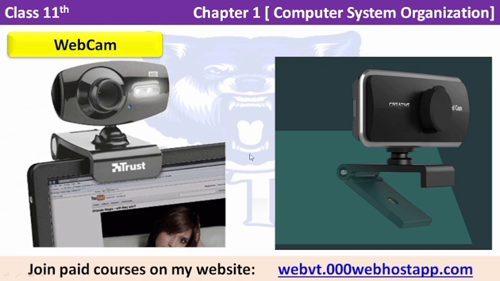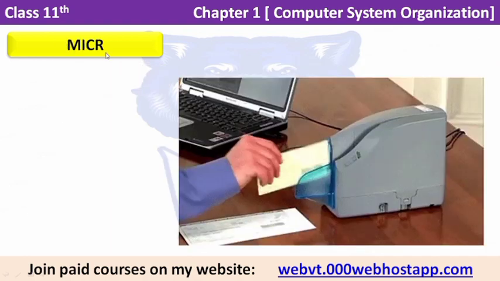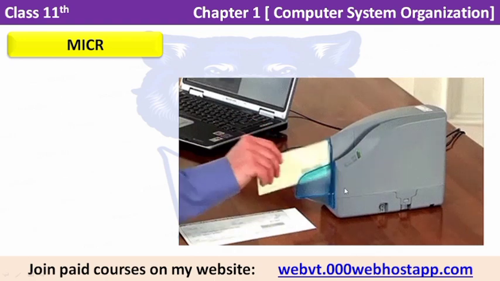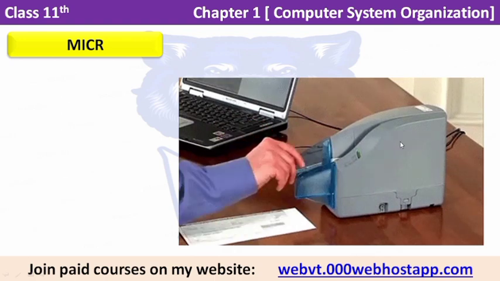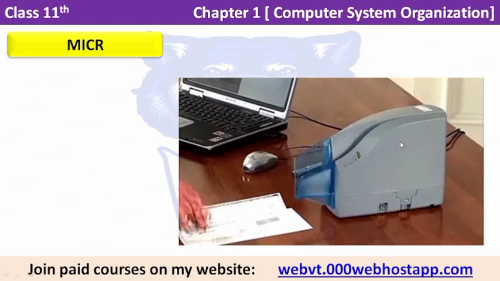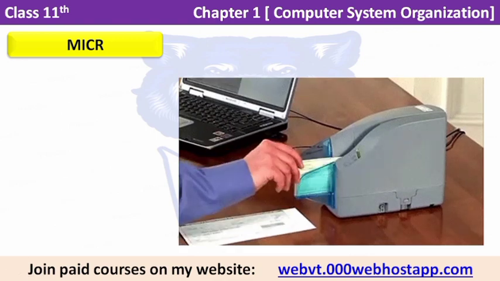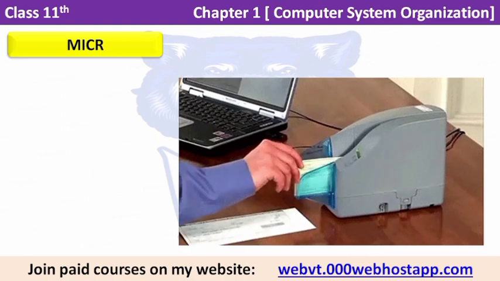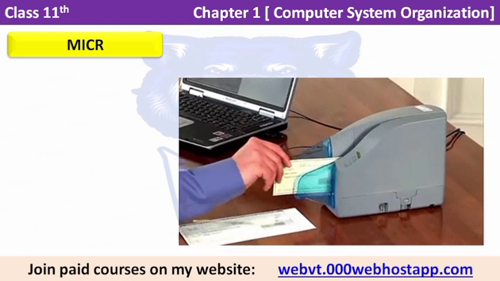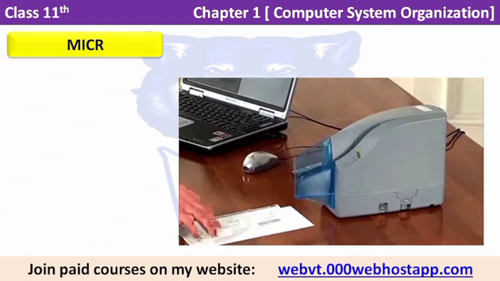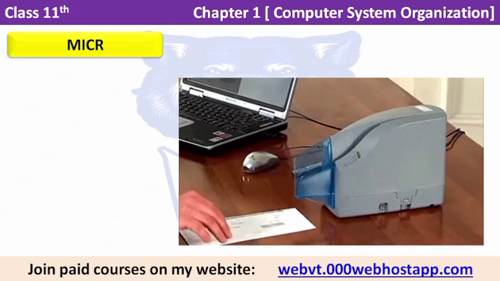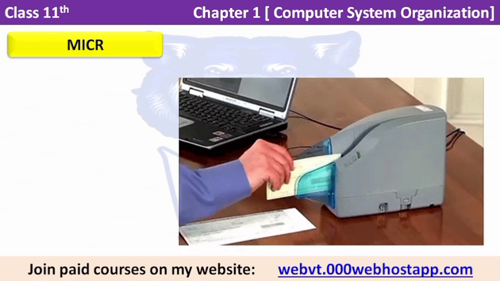After that, we see MICR. MICR is the abbreviation of magnetic ink character recognition. It detects the numbers printed with magnetically charged ink at the bottom of bank checks and converts them into digits. These digital numbers represent the bank account number, bank branch, and check number.